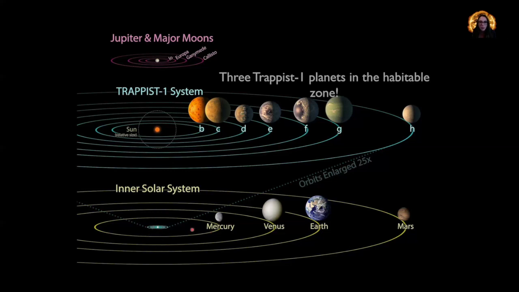Here's our solar system. We've got Mercury, Venus, Earth, and Mars around the sun. Okay, it's a really intimate, tightly packed solar system. And then here for comparison are the orbits of Jupiter's Galilean moons around Jupiter.